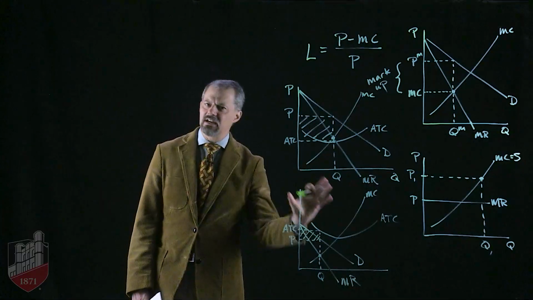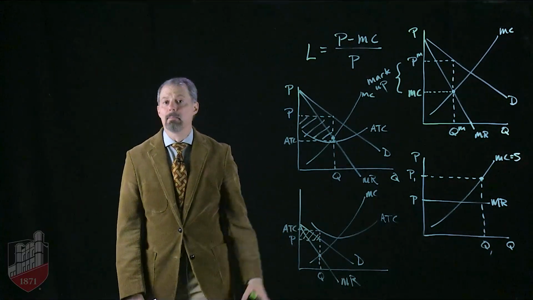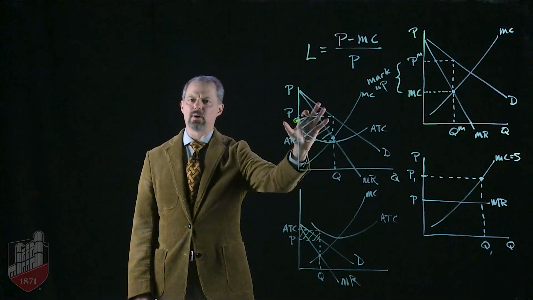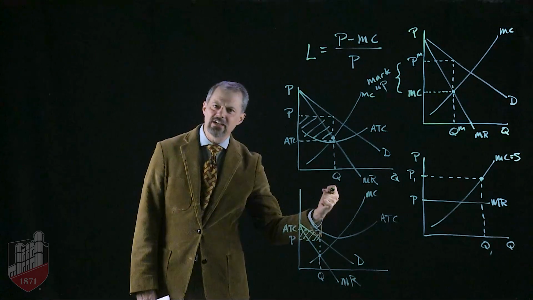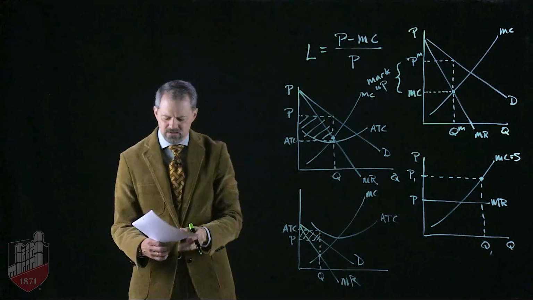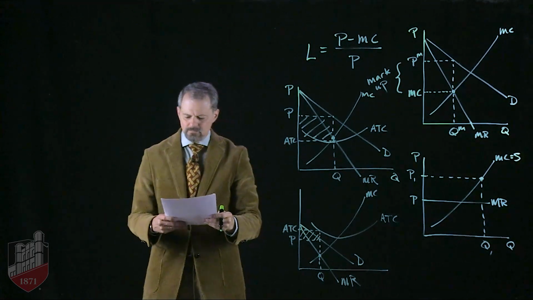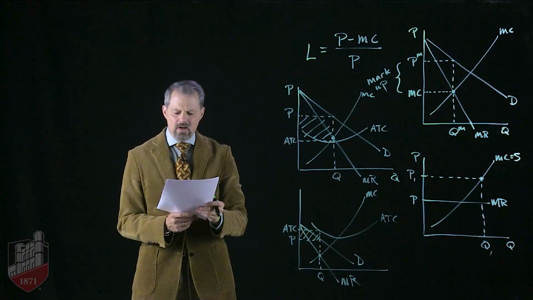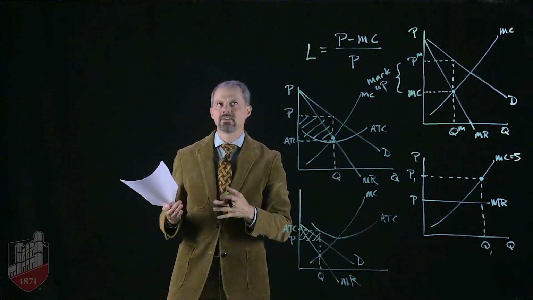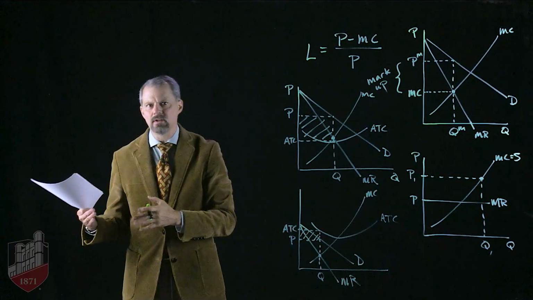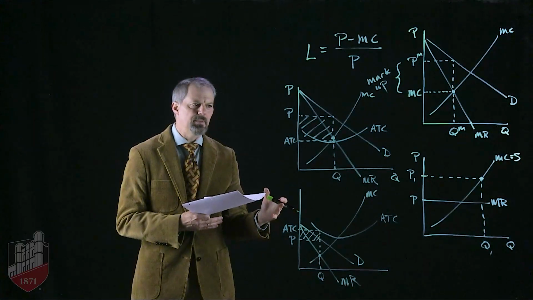So there's nothing that guarantees a positive profit. But if they are making a positive profit, barriers to entry can preserve that positive profit. What we want to do now is talk about a comparison of perfect competition and monopoly.